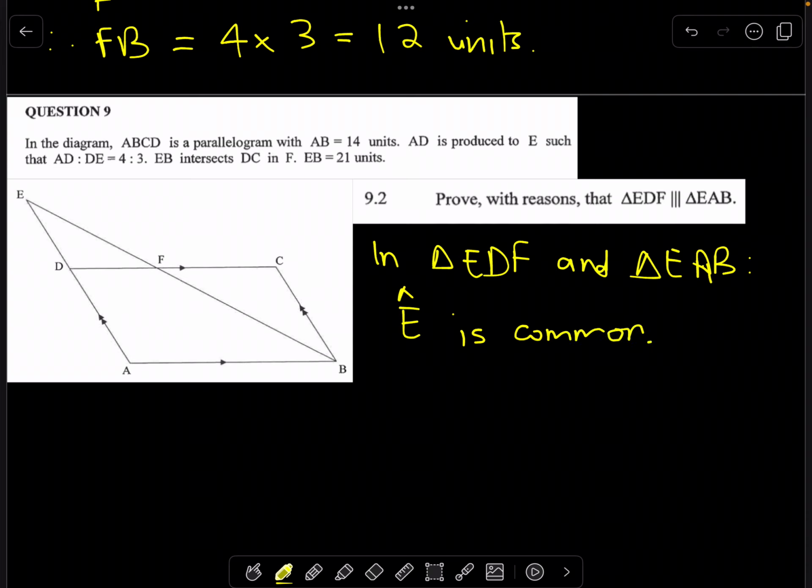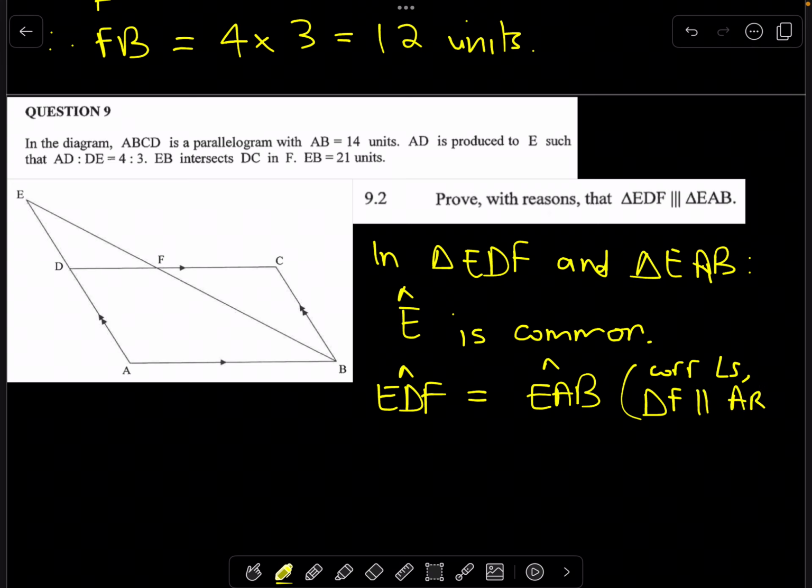Okay, and then angle A, let me keep the same order as the triangles. So angle EDF, this guy, is equal to angle EAB because corresponding angles on parallel lines, and we can name the parallel lines, so that's DF parallel to AB.